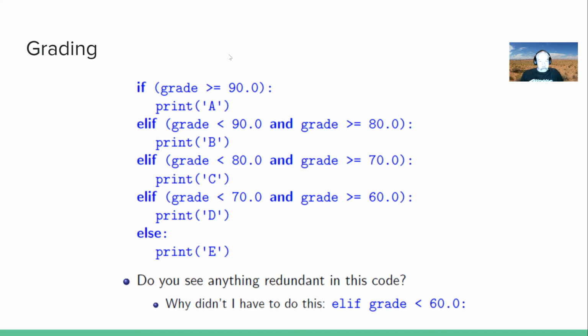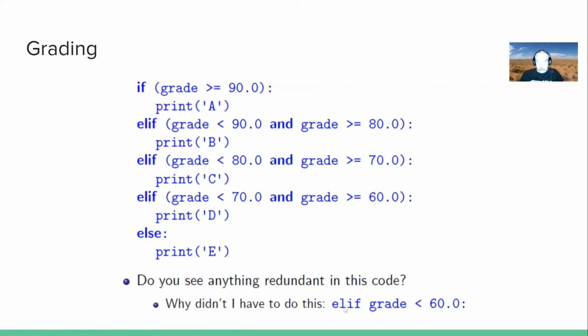Okay, so effectively this code works. There's nothing inherently wrong with this code, right? But the question is, is there anything redundant in this code? Do you actually need all of this, right? And a sub-question is, why didn't I have another else if, grade smaller than 60? Why did I use else instead of using this, right?